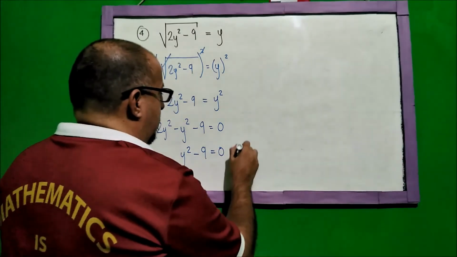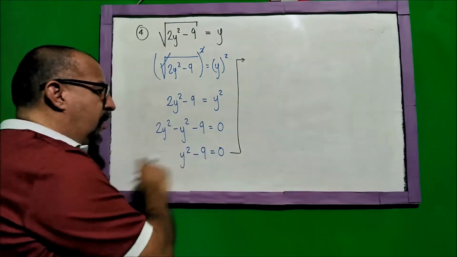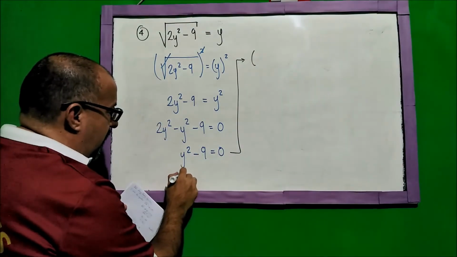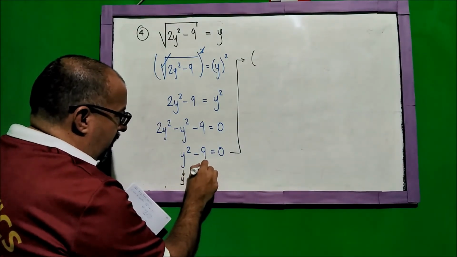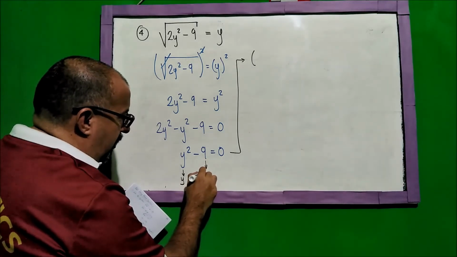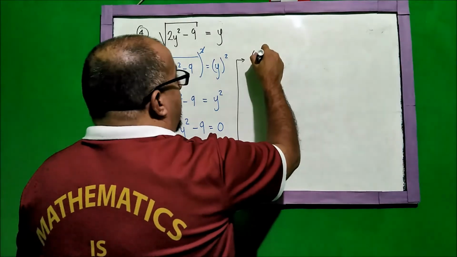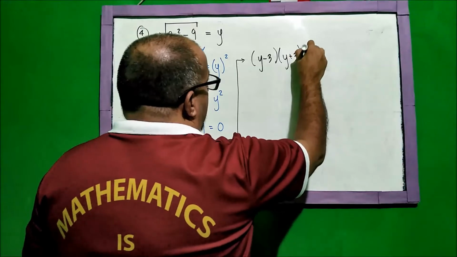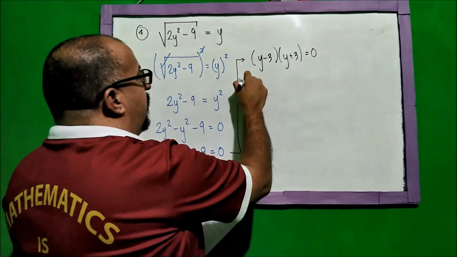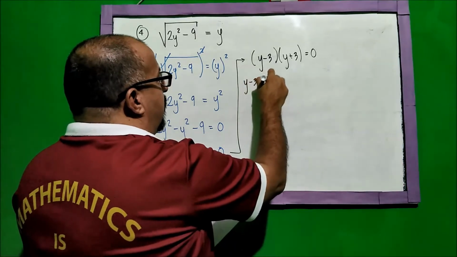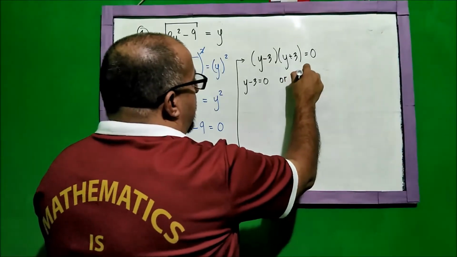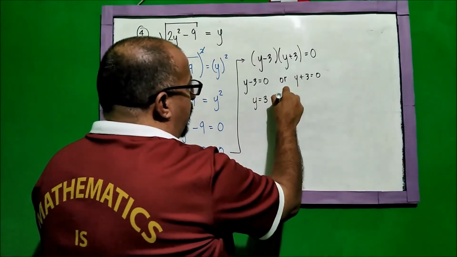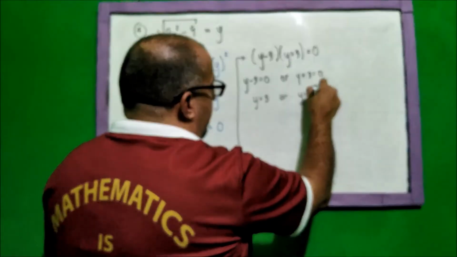So, let's take this and solve it using our famous zero product property. Because what I'm going to do is identify that I'm going to have the square root of y squared, which is y, and the square root of 9, which is 3. So what I have is y minus 3, y plus 3, and all this equal to 0. And therefore, I have y minus 3 equal to 0, or y plus 3 equal to 0, and finally, y equals positive 3, or y equals negative 3.